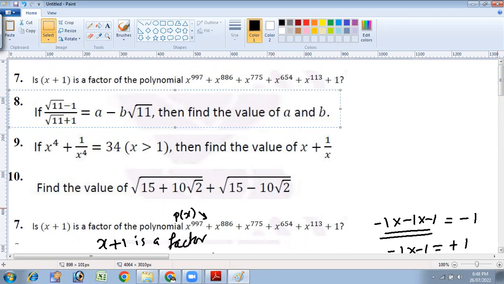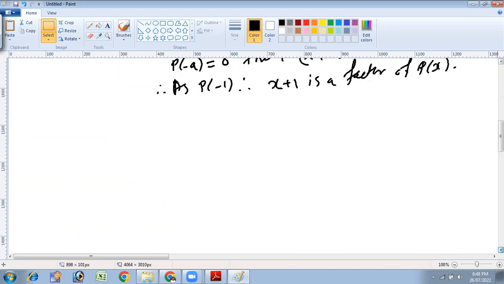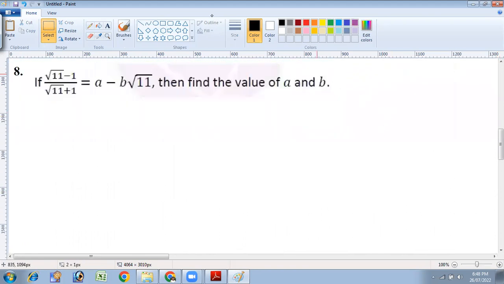How to solve? Look here, it is given in this question (√11 − 1)/(√11 + 1) = a − b√11. Okay, in this way.